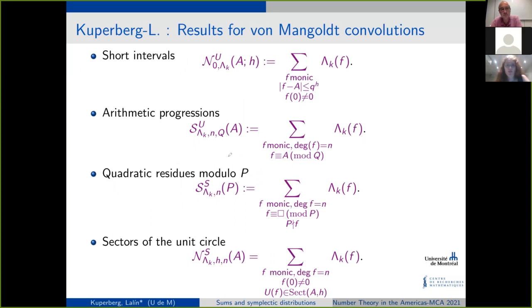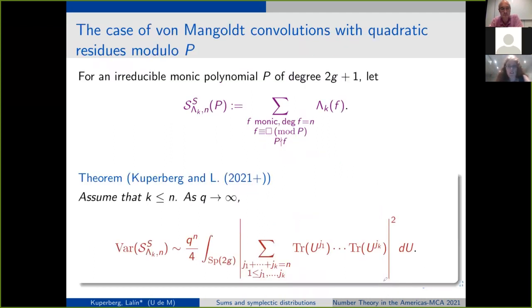The first two are with unitary matrices, so they are basically the analog problems to the ones I described from Keating and his co-authors. And then we also study the symplectic versions that I mentioned with the divisor function, but now with the von Mangoldt convolution.